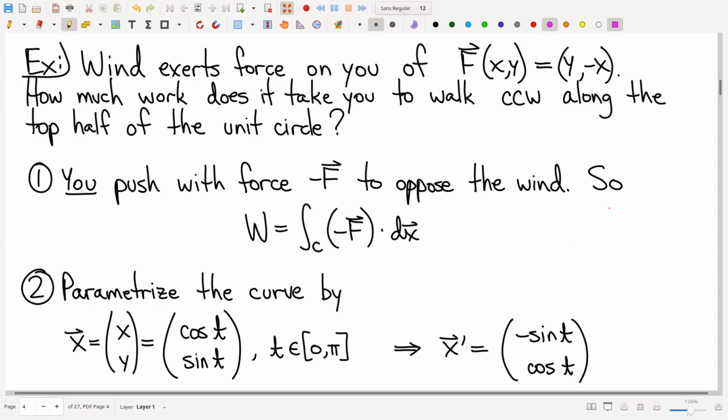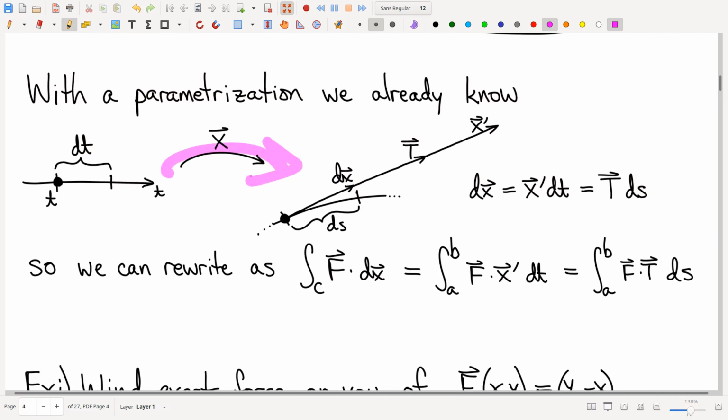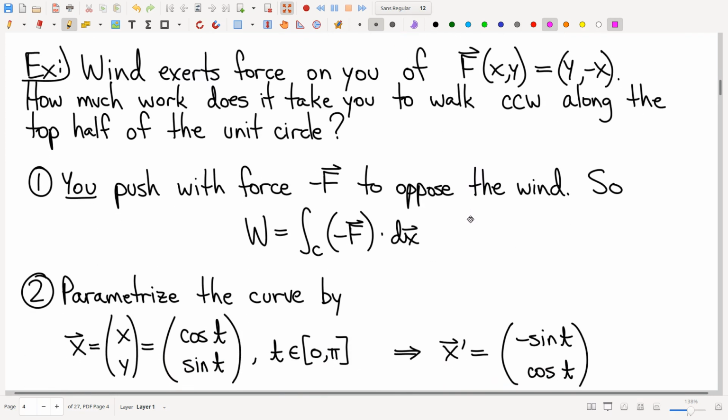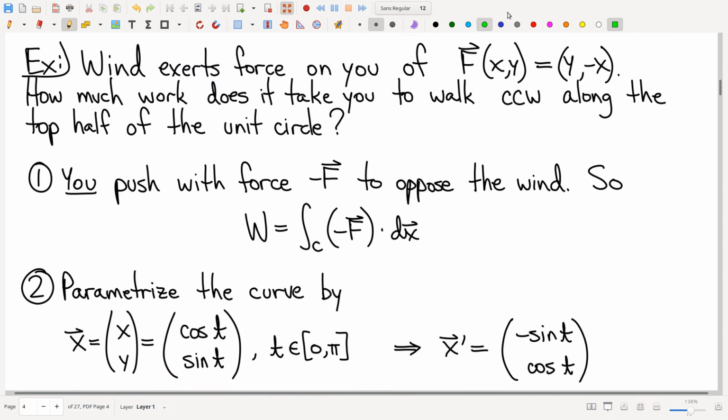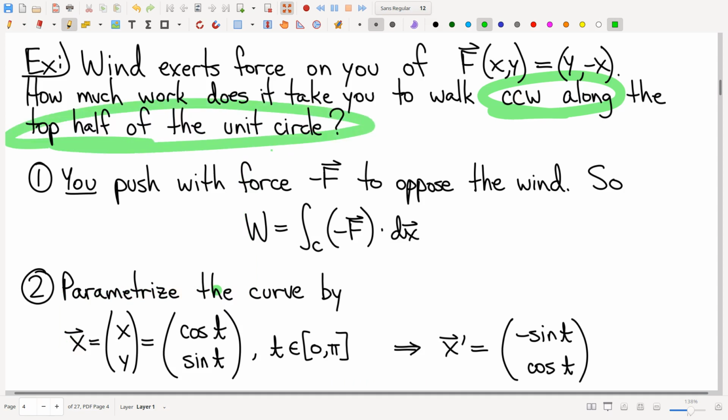Okay, all right. So how do we compute these things? Well, we parameterize, and then we pull back using this formula. Okay. Well, let's see here then. Counterclockwise, top half of the unit circle. Oh, and look at that, I missed it again. Top half of the unit circle. Here's my parameterization.